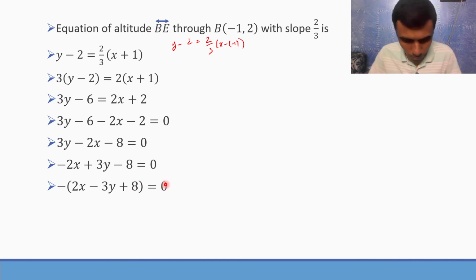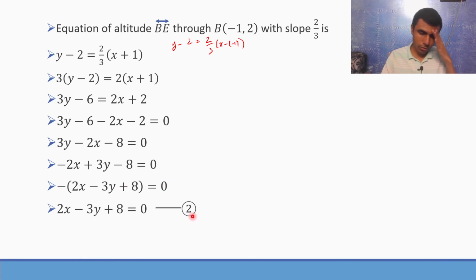Hope it makes sense. Now send the minus there, so 2x minus 3y plus 8 equal to 0. So this is my equation of altitude B.